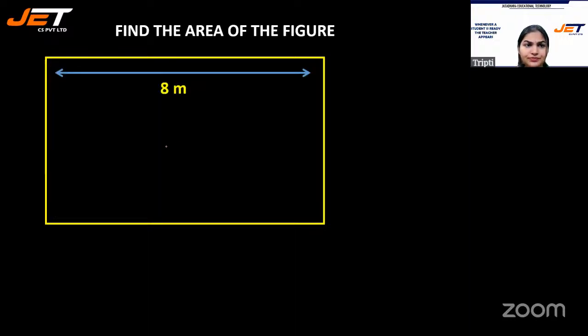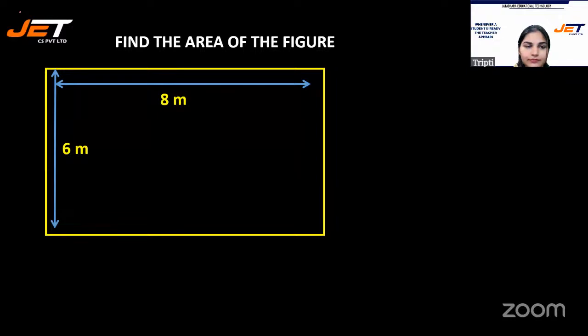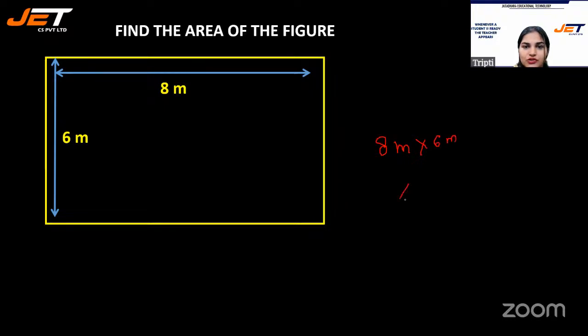Now, next, 8 meters and 6 meters. Find the area. Okay, so here I hope it's done because it's very easy. 8 meters times 6 meters is equal to 48 meters square. 8 times 6 is 48, or 6 times 8 is 48. So 48 meters square.